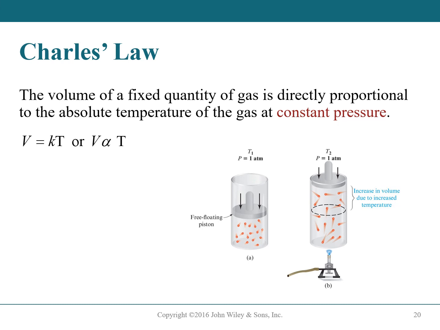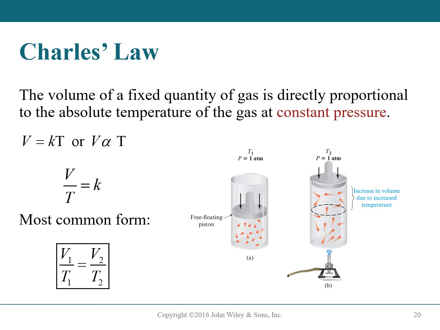Since we know that volume and temperature are related, if I increase the temperature and the pressure is the same, then the volume has to expand. If I decrease the temperature, then the volume will decrease. So when we write that volume divided by temperature is equal to a constant, what we get is this equation, and this is Charles' law: V1 over T1 is equal to V2 over T2.